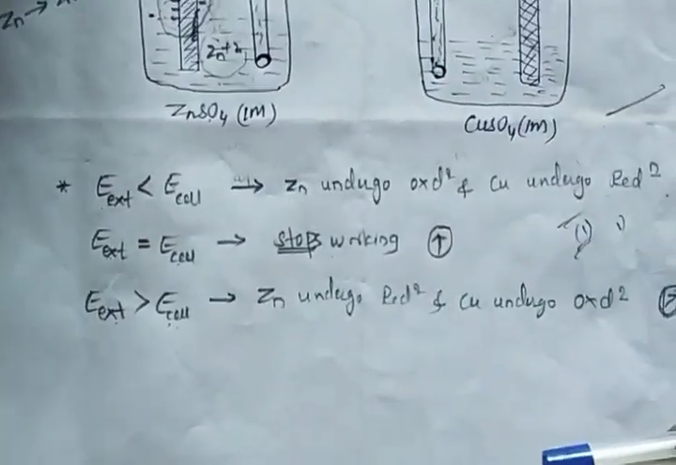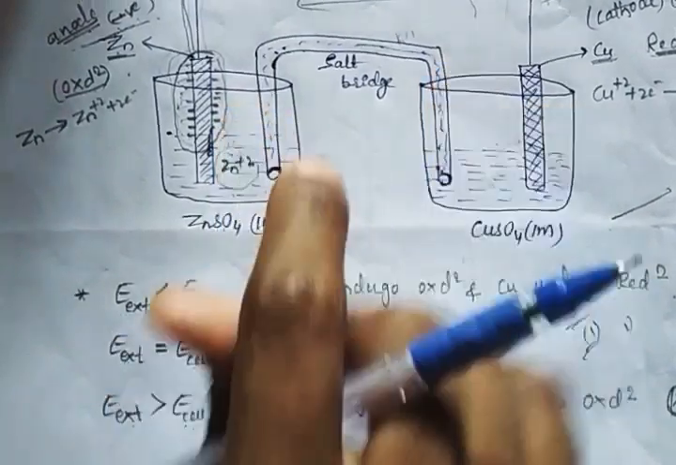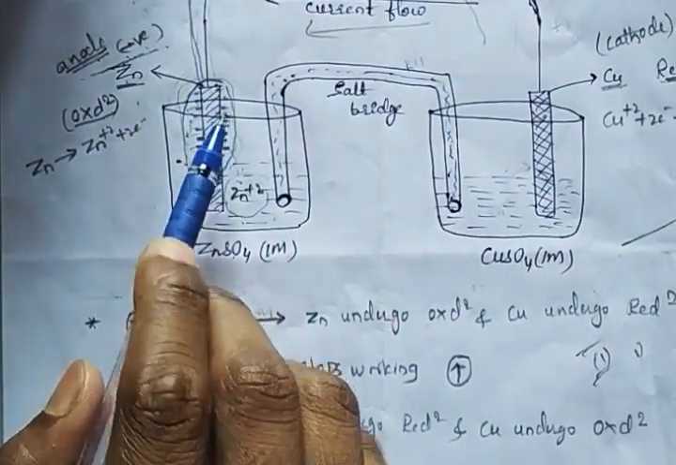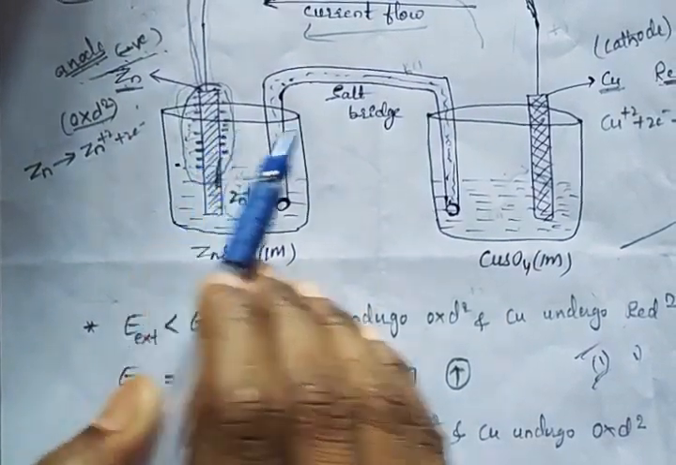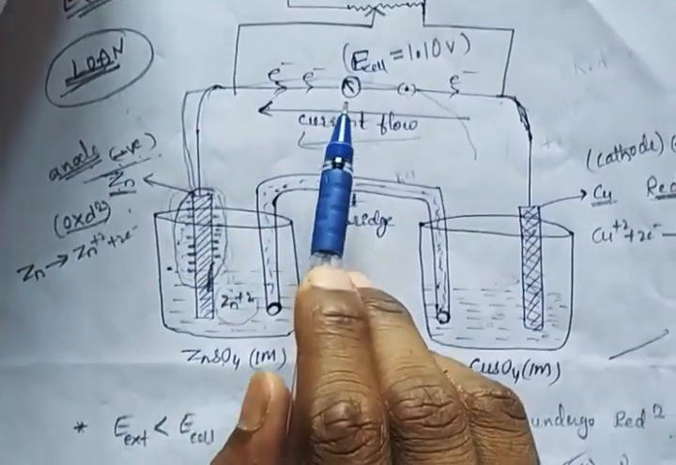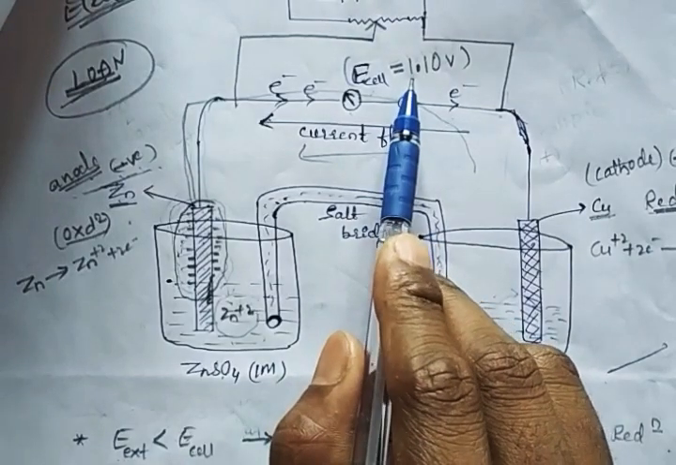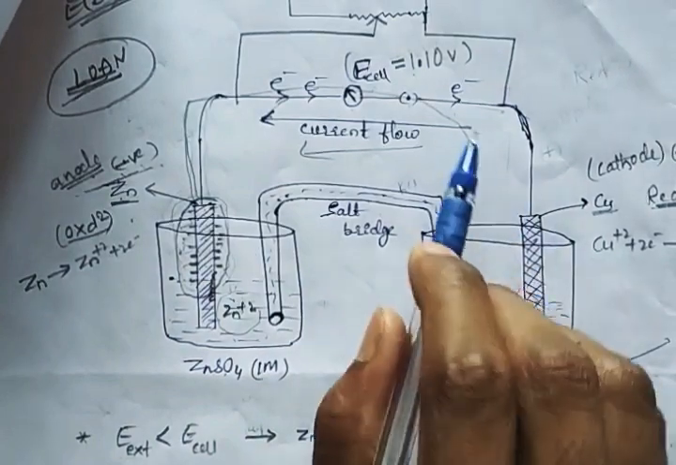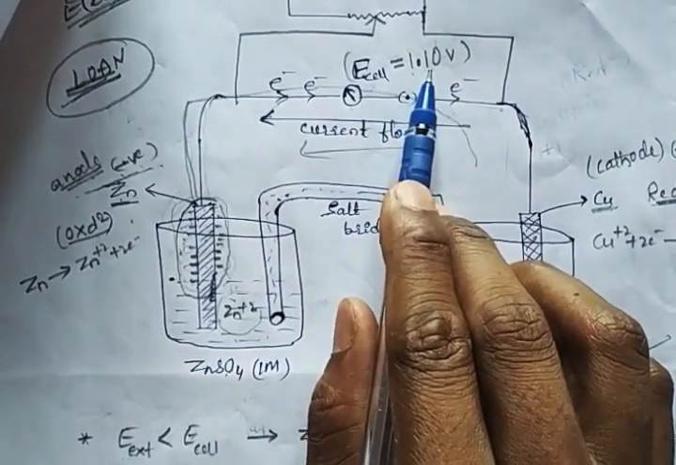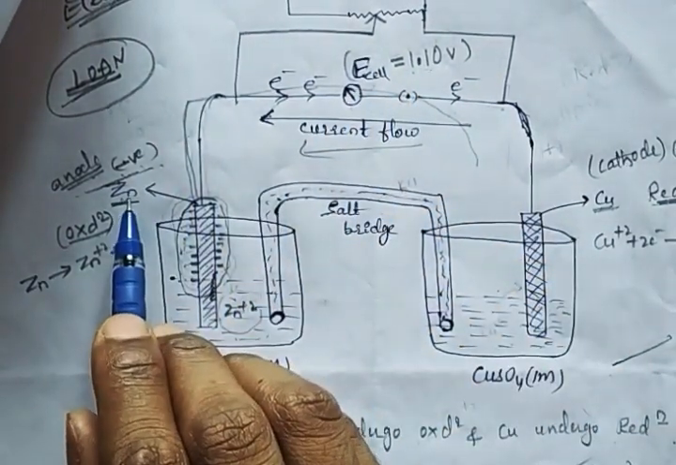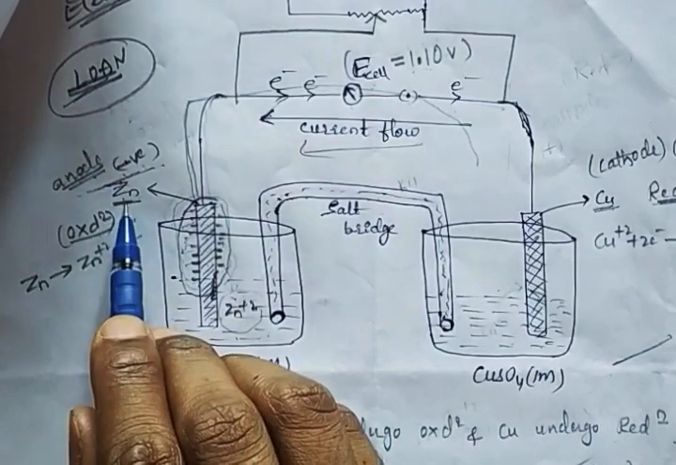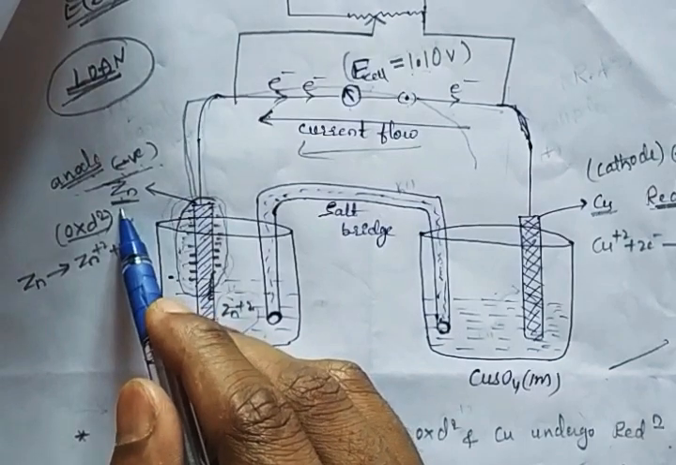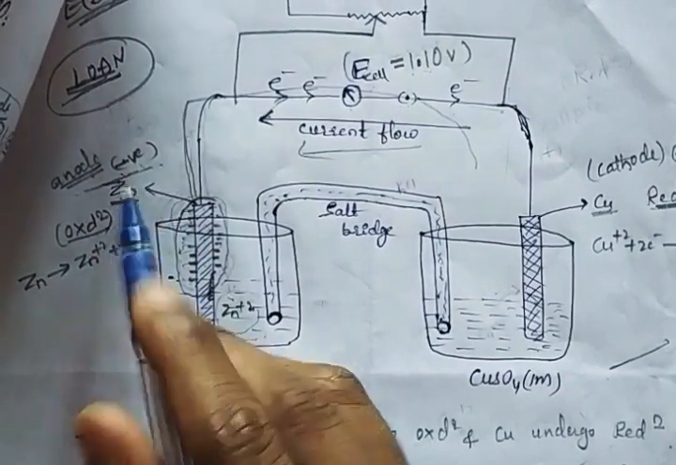Look at this. This is a cell. If I want to determine the electrode potential of zinc, I want to determine this. So यहाँ पर cell potential value is 1.1 volt. So this is the potential difference between zinc and copper, 1.1 volt. Suppose I want to determine the electrode potential of zinc only. So zinc value कितना है? It is minus 0.76.